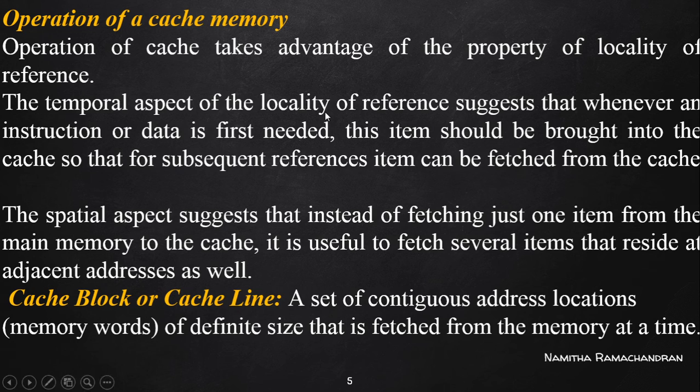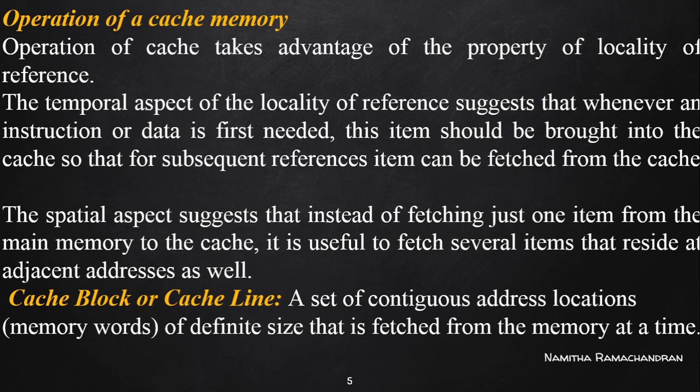The temporal aspect of the locality of reference suggests that whenever an instruction or data is first needed, this item should be brought into the cache so that for subsequent references, the item can be fetched from the cache directly. So, in order to satisfy locality of reference, which includes spatial as well as temporal aspects, we need to handle both.